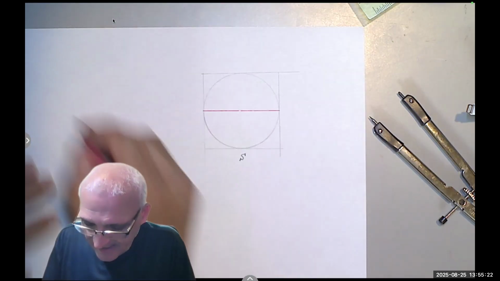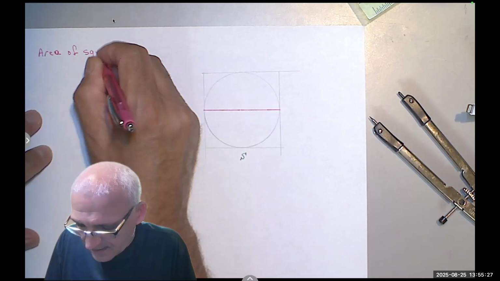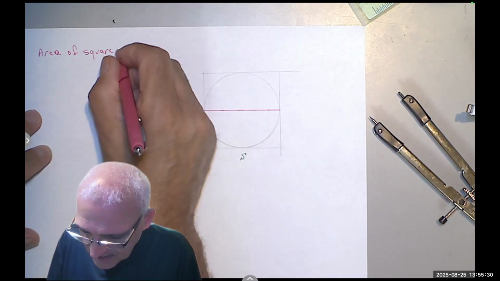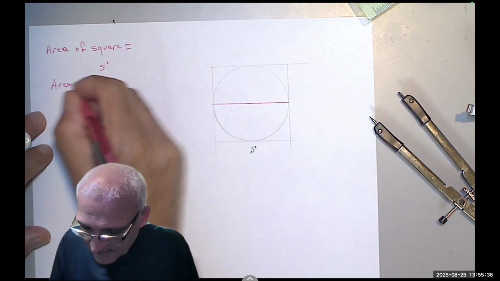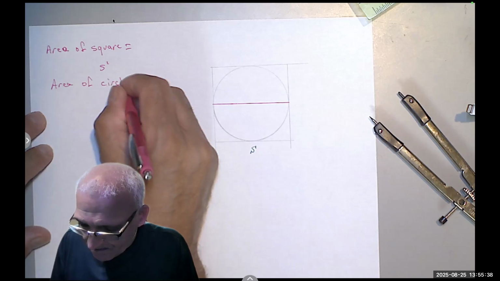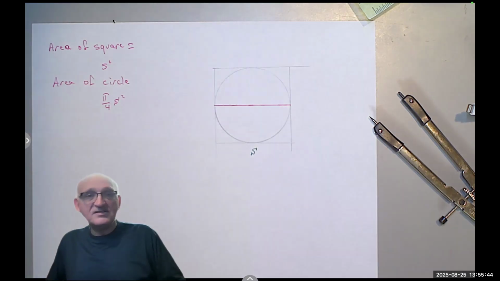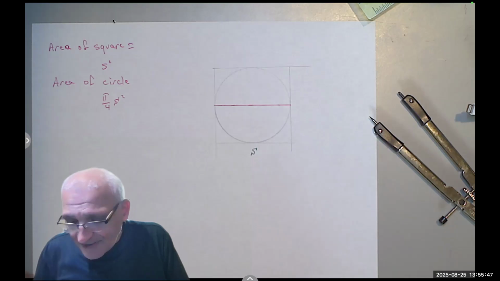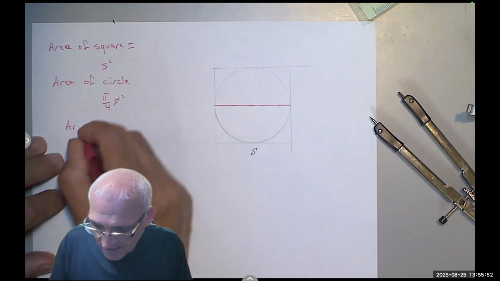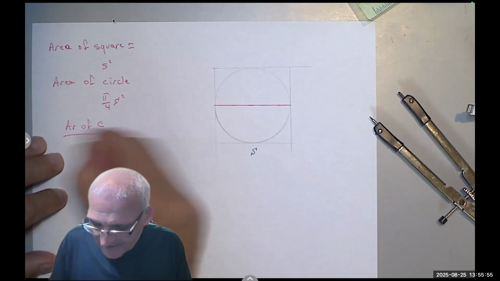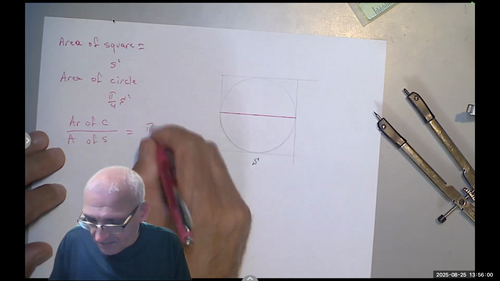So the area of the square, a square is a rectangle, equals s squared. And the area of the circle is pi over 4 s squared, since the diameter is s. Which means that the ratio, area of circle divided by area of square, equals pi over 4.